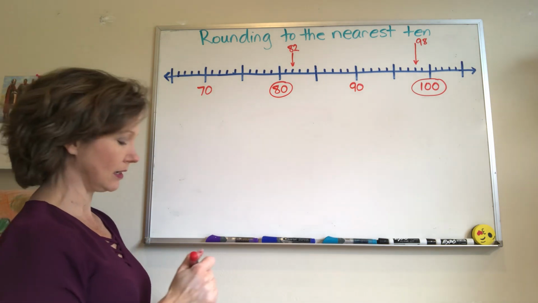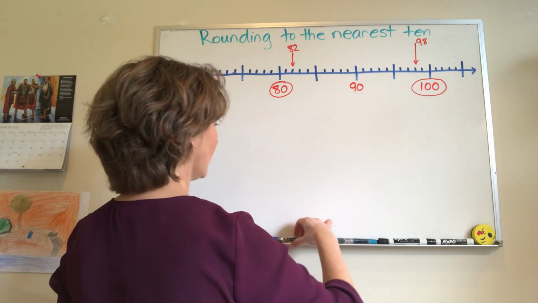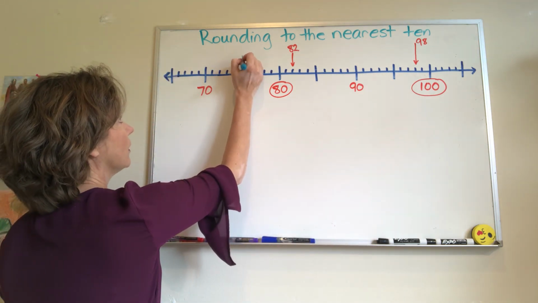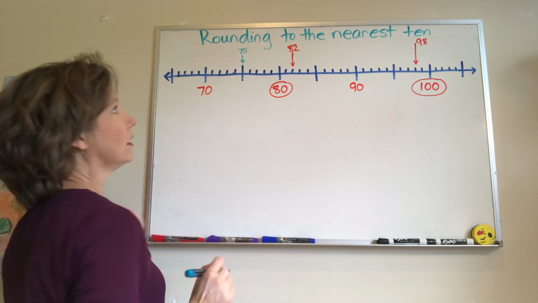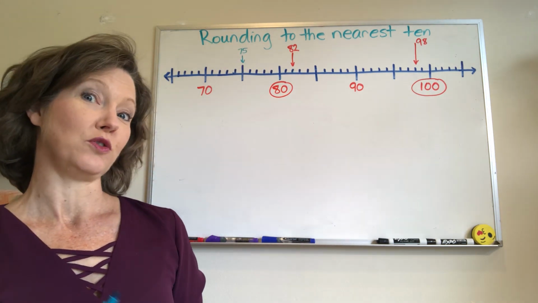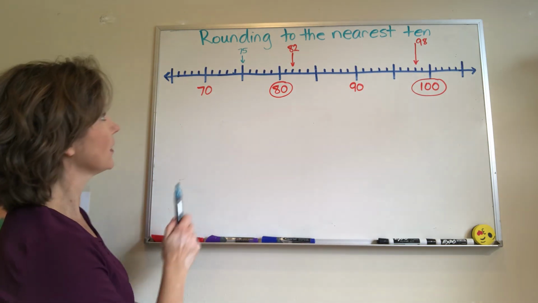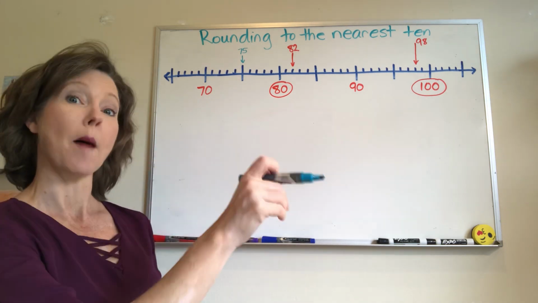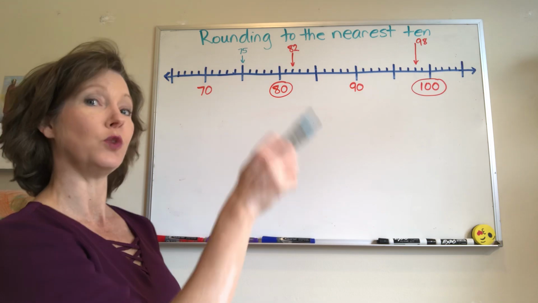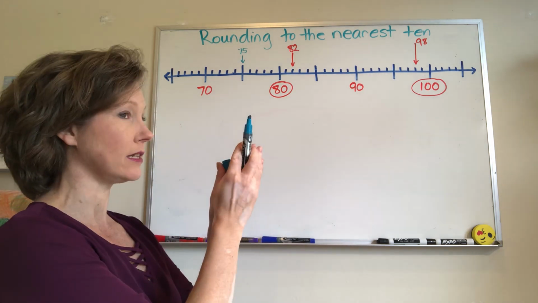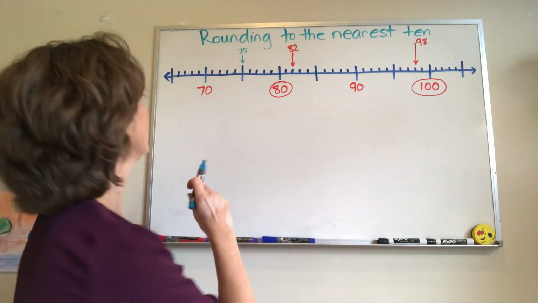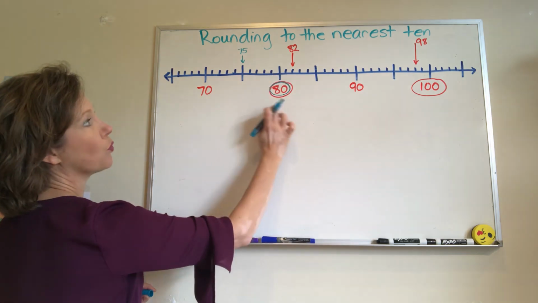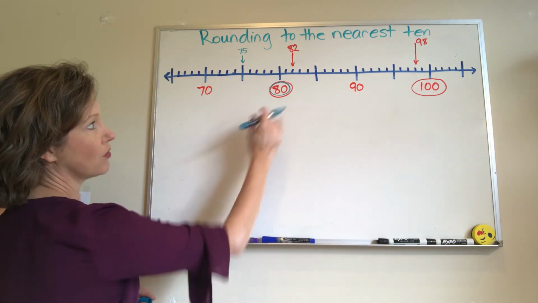But what happens, ladies and gentlemen, when I have a number that falls right in the middle? What does 75 round to? Some of you know already. Good job. Whenever you have a 5, whenever it's right in between the two, we always round up. When we're right dead in the center, we always round up. So 75 becomes 80 when we're rounding to the nearest 10. It's going to round up.